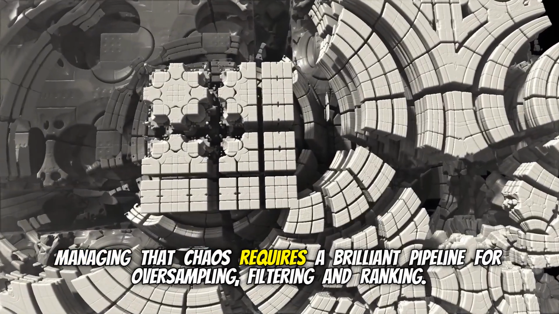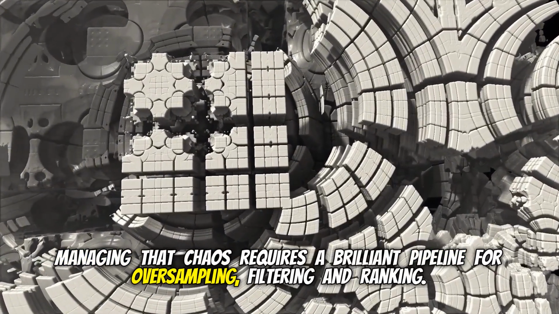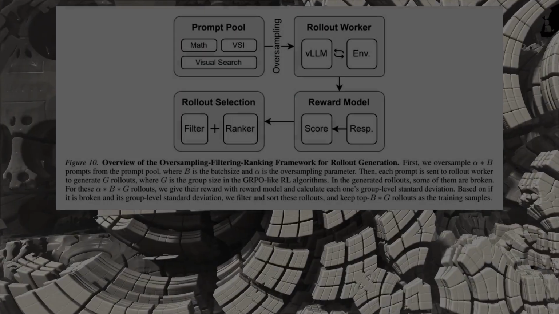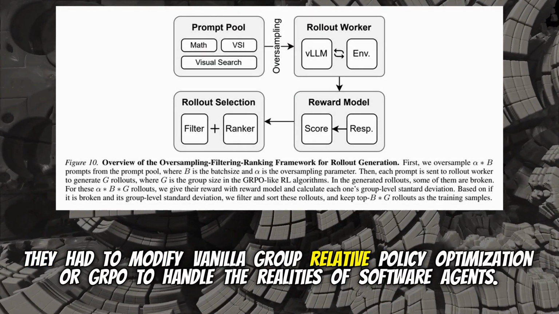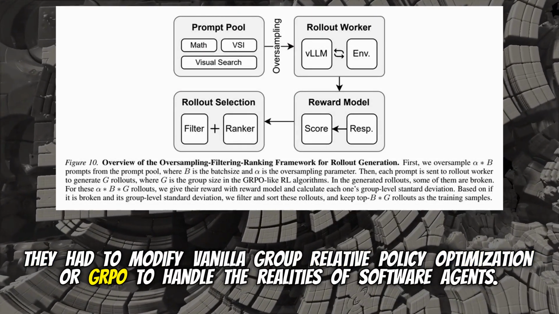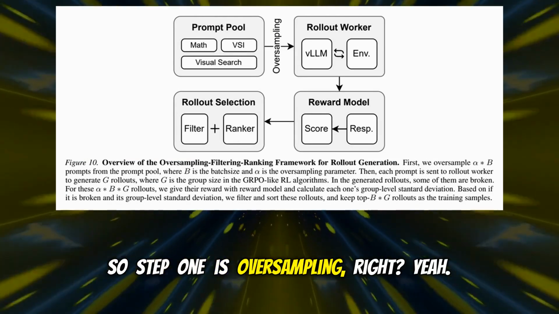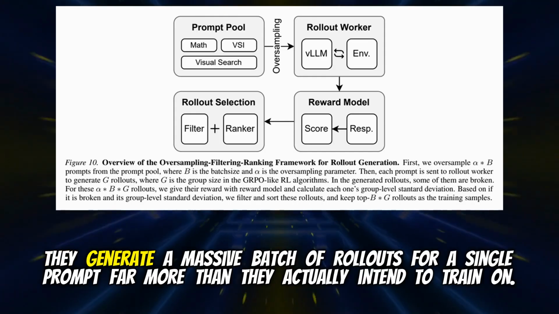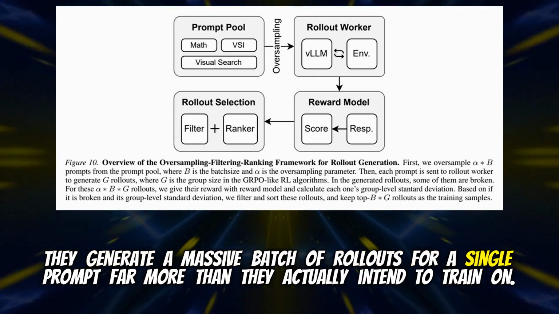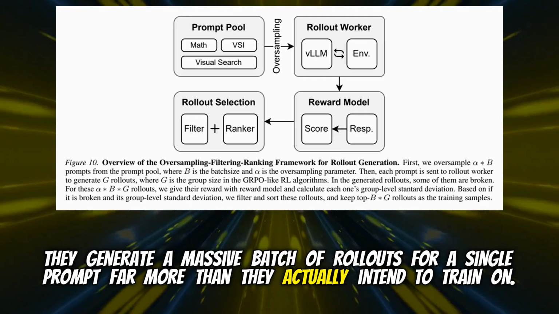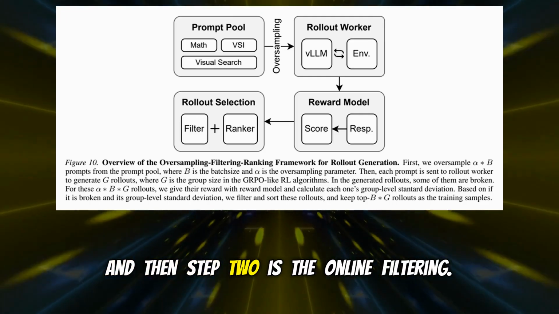Managing that chaos requires a brilliant pipeline for oversampling, filtering, and ranking. They had to modify vanilla group relative policy optimization, or GRPO, to handle the realities of software agents. So step one is oversampling, right? Yeah, they generate a massive batch of rollouts for a single prompt, far more than they actually intend to train on. And then step two is the online filtering.